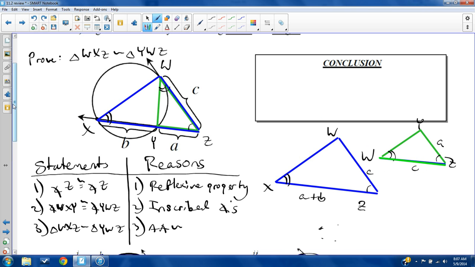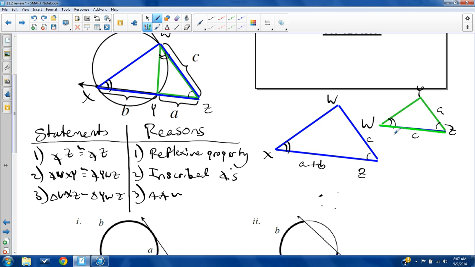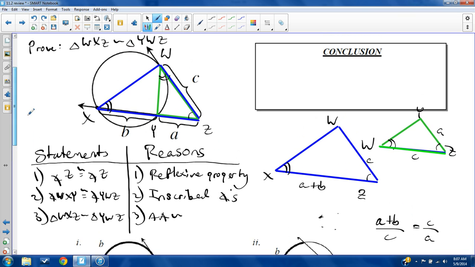Okay? Now let's create side ratios. Okay, here was the whole point of all this. I have to create side ratios here. A to B, A plus B is to C. This is to this, as C is to A. Okay, cross multiply. What do you get here? If I multiply A with A plus B, I'll get A times A plus B equals C squared. Okay, so that's my conclusion.